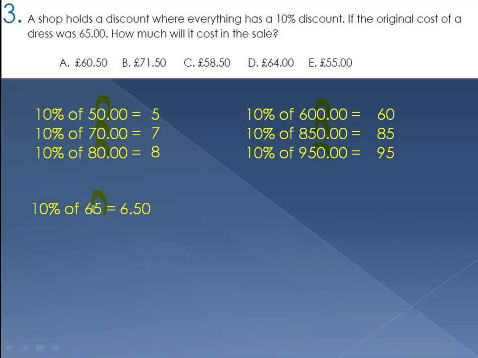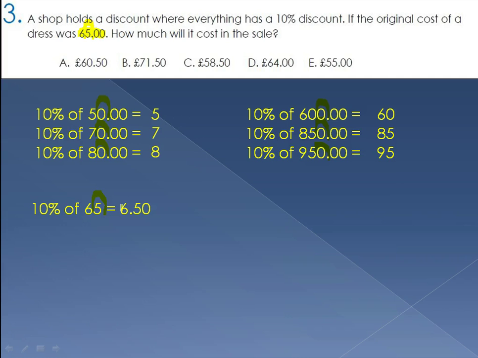So 10% of 65, because that's how much the dress was. 10% of 65, we moved over the decimal point to here. So £6.50 of a discount is what you get from a dress worth £65. Now it says, how much will it cost in the sale? So they're not asking what's the discount. This isn't the answer. They're not asking what is the discount. They'll say after the discount, how much will it cost?